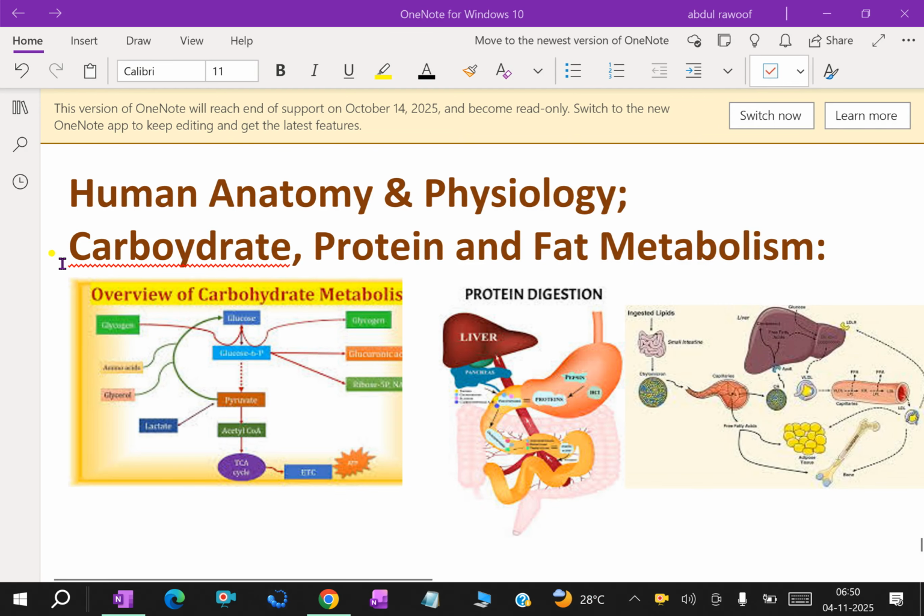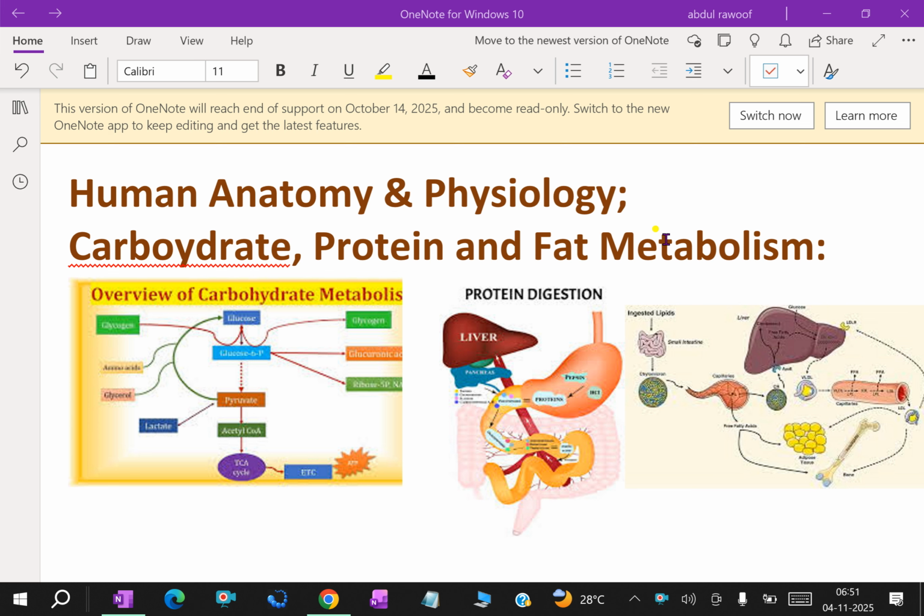Welcome to aminacademy.com in human anatomy and physiology regarding carbohydrate, protein, and fat metabolism. We talk about both catabolic and anabolic processes that occur continuously in all cells. Very active tissues such as muscle or liver need a large energy supply to support their requirements.